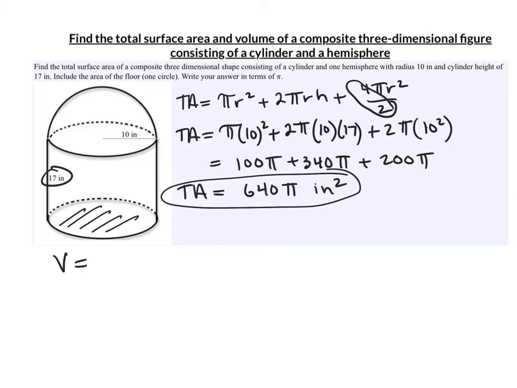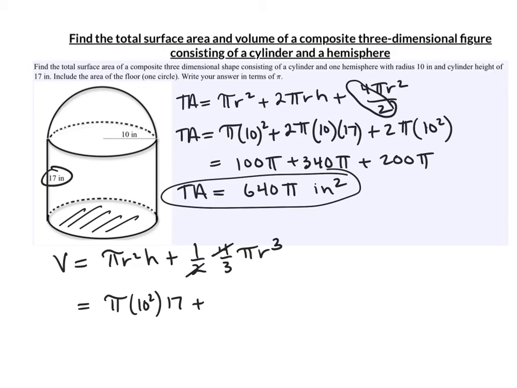The volume is the volume of the cylinder, which is pi r squared h, plus half the volume of a sphere. So half of 4/3 pi r cubed. So this is pi times the radius squared, 10 squared, times the height, which is 17, that's the cylinder, pi r squared h, plus, now this simplifies, 2 goes into 4 twice, so it's 2/3 pi times 10 cubed.